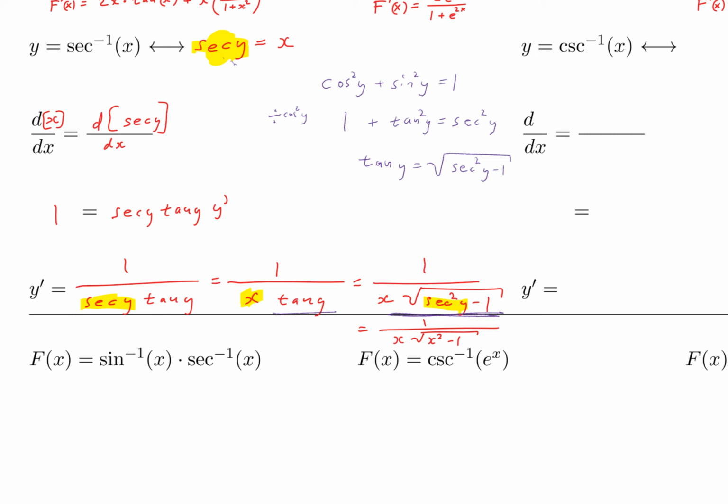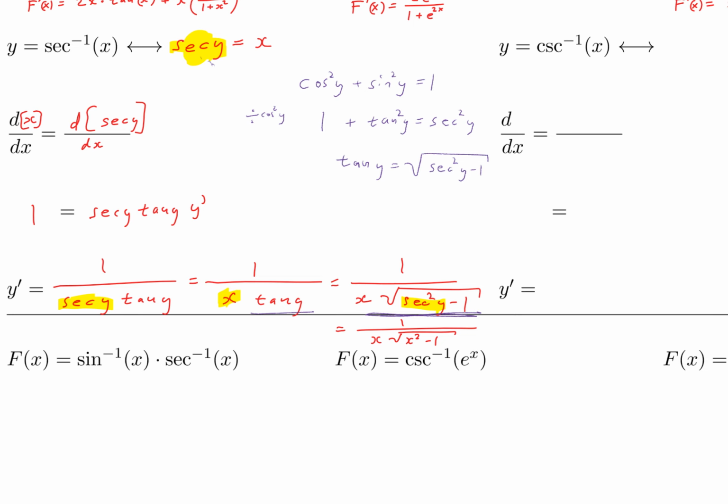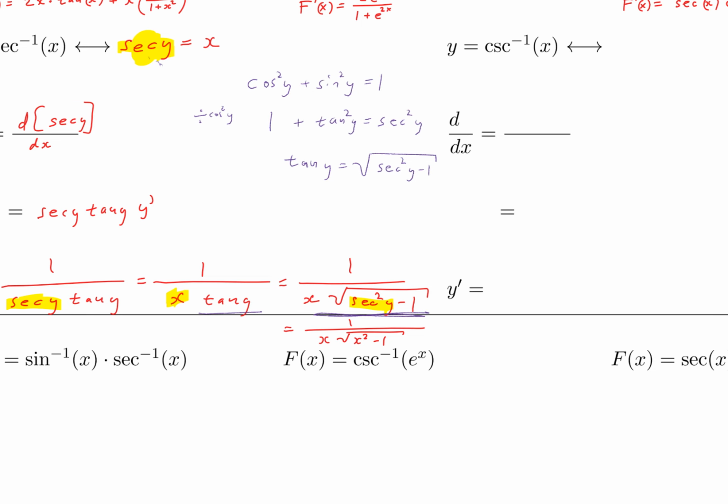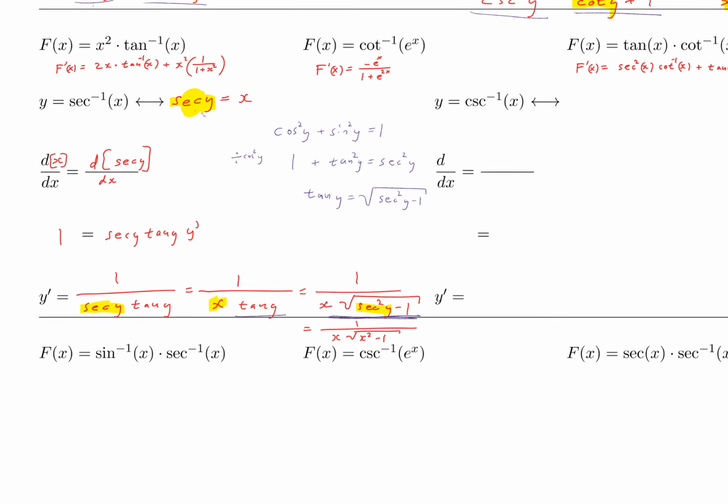Alright, now let's do the same thing for inverse cosecant. It's going to be largely the same pattern. So let's go ahead and run through it. Cosecant y equals x. Take the derivative of both sides, like so, and then evaluate to get this result. Solve for y prime to get that result. And note that, like we did before, we already have a cosecant y and a cosecant y, so we plug that x in, like so.